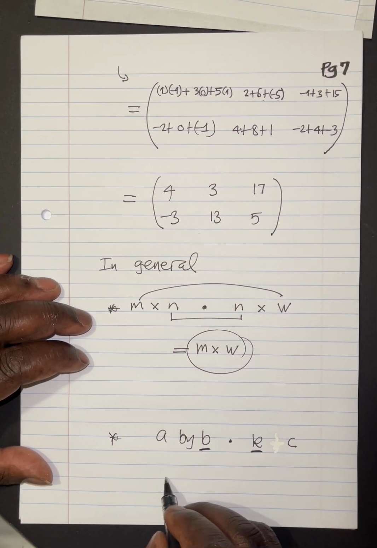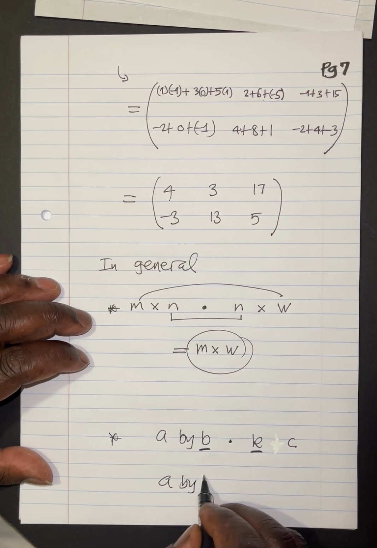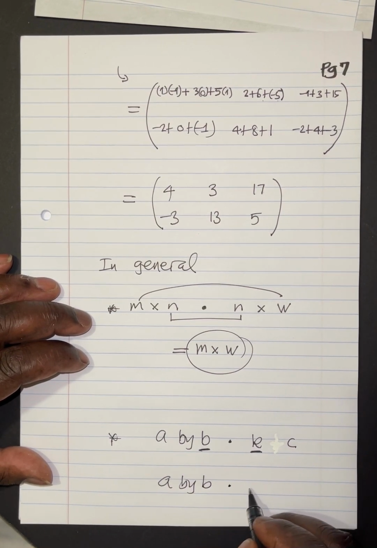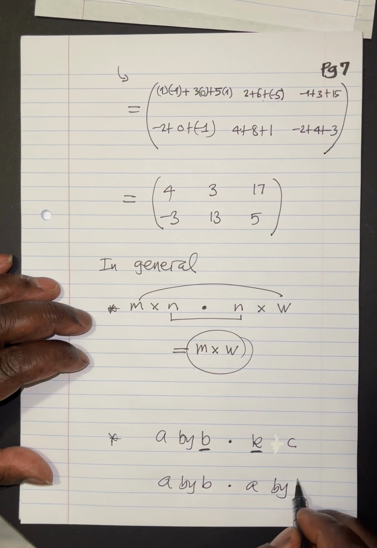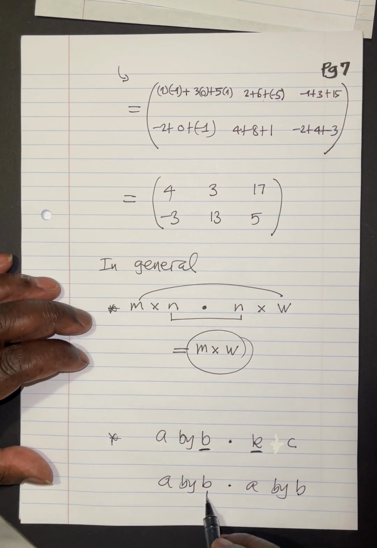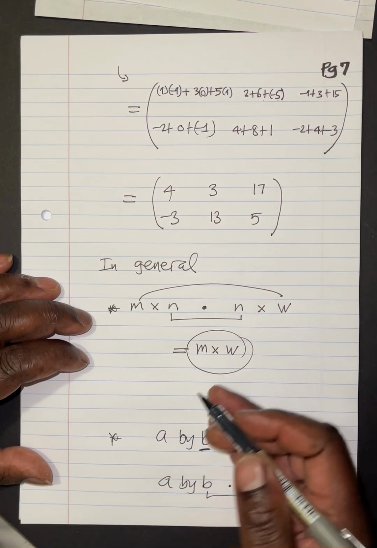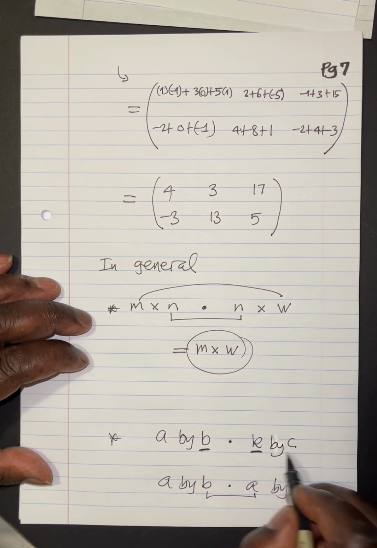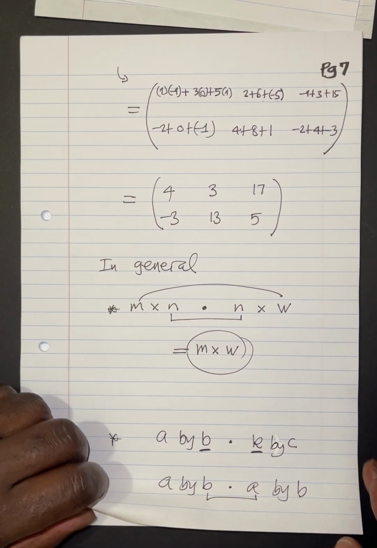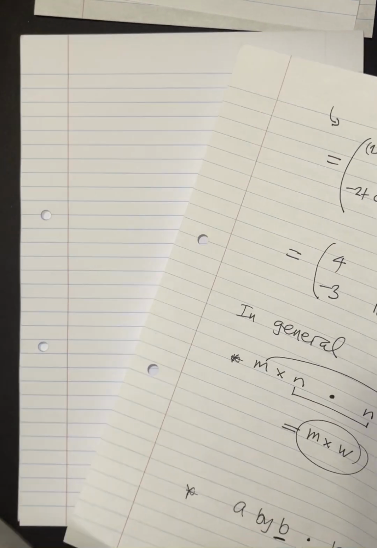Or you can also say A by B multiplied by A by B. This is also not possible because these numbers are not the same. So please take note of this simple principle that we're using for multiplication of matrices. All right, now I'm done with subtraction, addition, and multiplication.